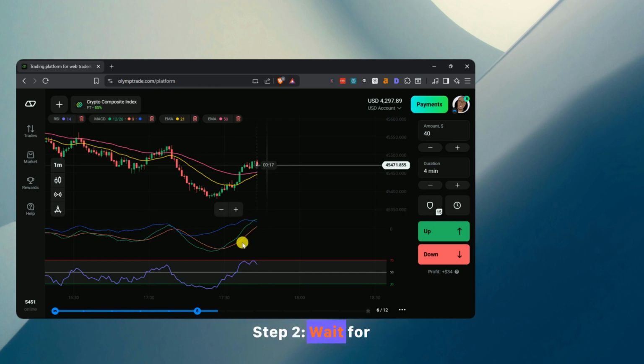Step 2. Wait for RSI extremes. If we're in an uptrend, wait for RSI to drop to 25 or below, oversold. If we're in a downtrend, wait for RSI to rise to 75 or above, overbought.